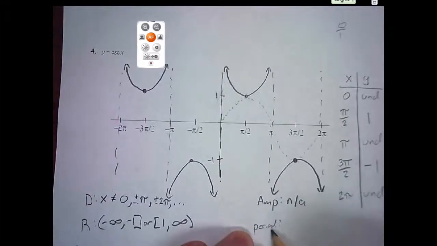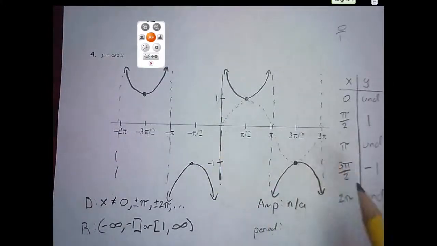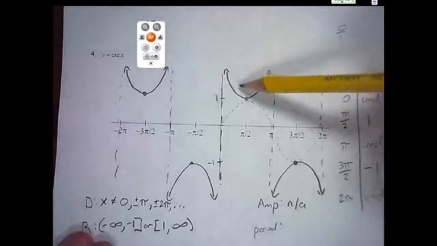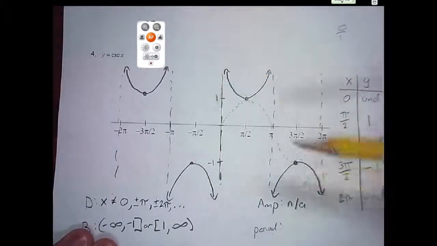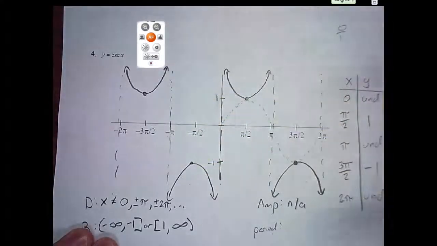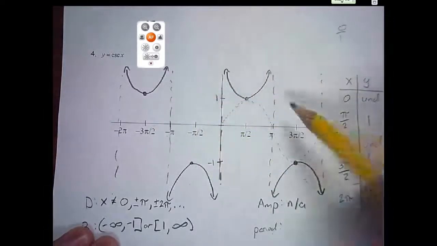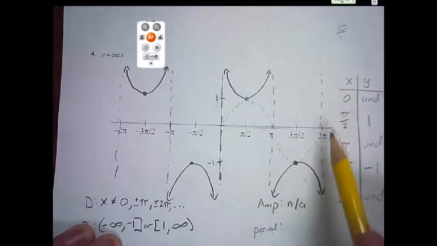Okay, the period. Remember, the period is the distance where they kind of start to repeat themselves. I have one up, one down, right? There's one up, one down, so they kind of repeat right there. So what is this distance? 0 to 2 pi, which is 2 pi.